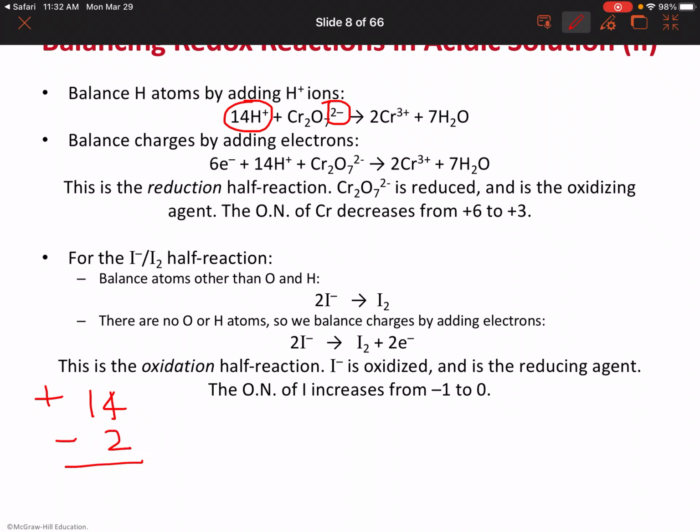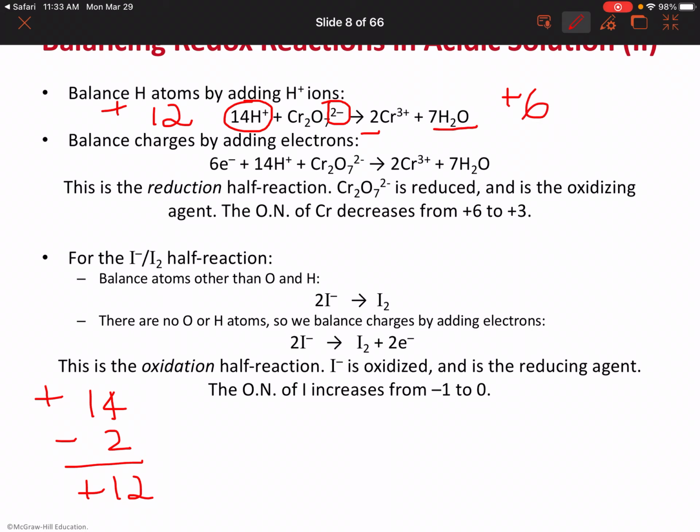What is the total going to be? Plus 12. So the charge on the reactant side is plus 12. What's the charge on the other side? Here you have 2 chromium 3 plus. Each chromium charge is 3 plus. If you have 2 chromiums, what's the charge going to be? 2 times 3 plus, plus 6.